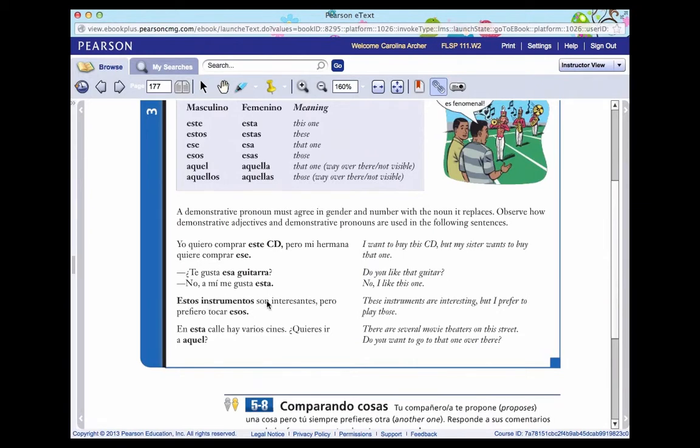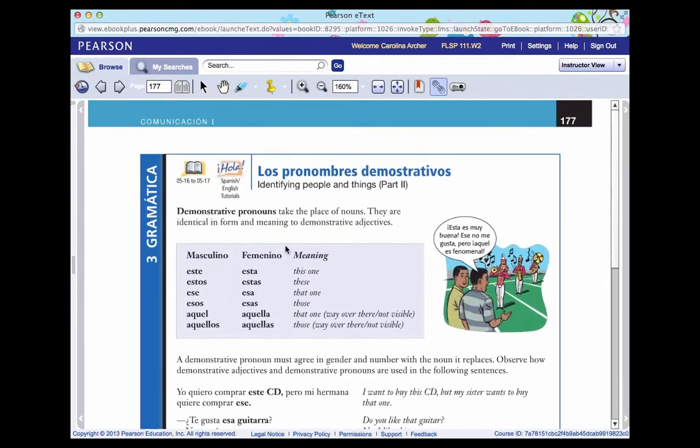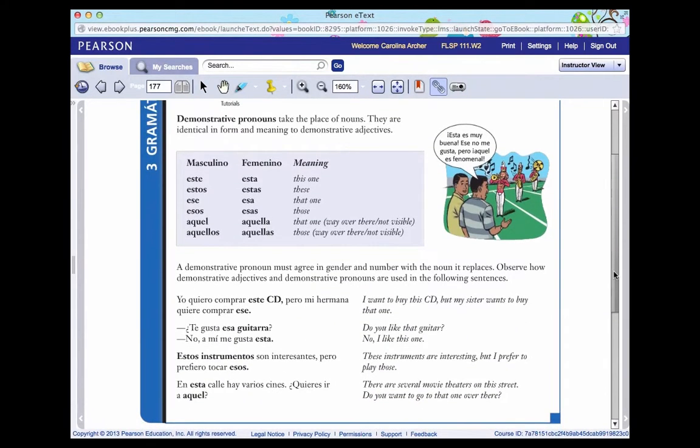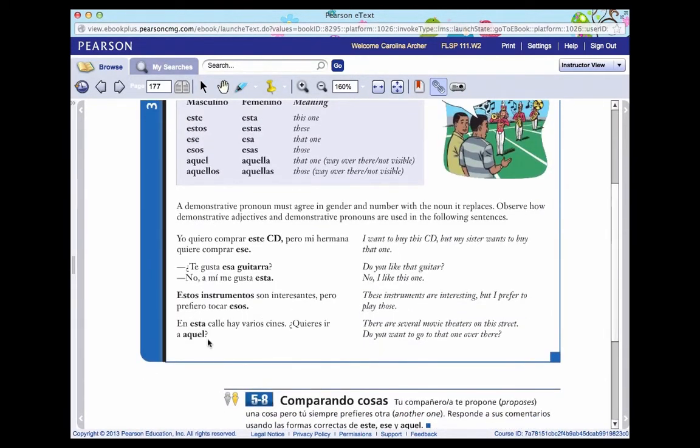Estos instrumentos son interesantes. These instruments are interesting, but I prefer to play those. Pero prefiero tocar esos. Okay, so exactly the same, except that the previous set are adjectives that go with a noun that is present in the sentence, and these are pronouns that are replacing the nouns. That's why the noun is not present in the sentence anymore.